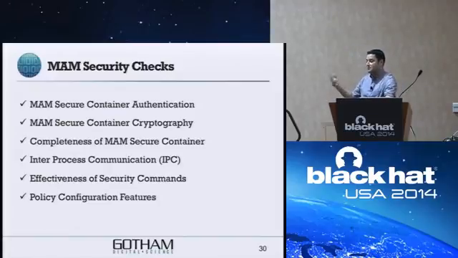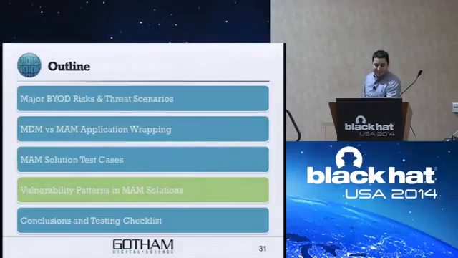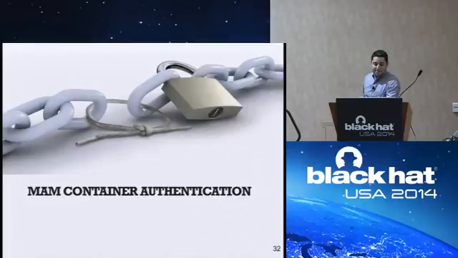The IPC, how that's implemented, to ensure that another app can't get access to it. The effectiveness of the security commands, so if I issue wipes, how effective would that be? And then policy configuration features, like what policies does the server actually have available to protect us from some of the BYOD risks. We're actually going to skip over the policy configuration stuff. We'll include that in the white paper, because there's a lot of cool stuff to cover that's kind of boring. All right, so let's go into some actual bug stuff.